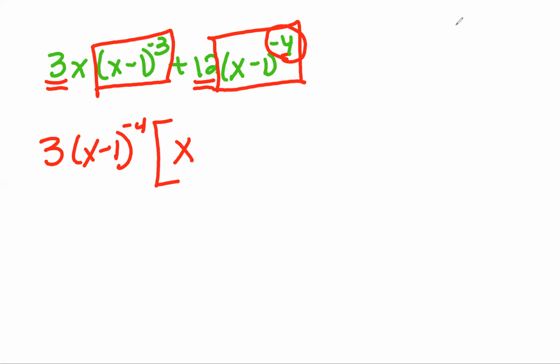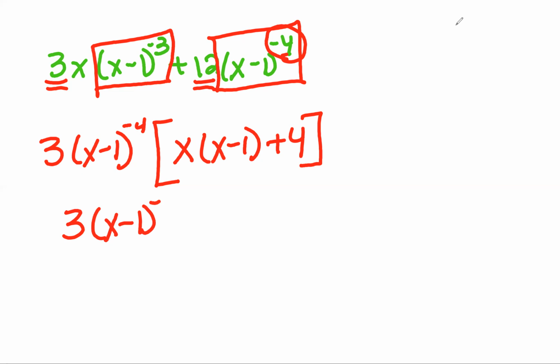x minus 3 minus 4 is 1 times x minus 1 plus 12 divided by 3 is 4. And then minus 4 takes that piece out. And then if you simplify, 3 times x minus 1 to the negative 4th, and then x squared minus x plus 4. Is there anything that multiplies to 4 and adds to negative 1? That's no, so I can't factor anymore.